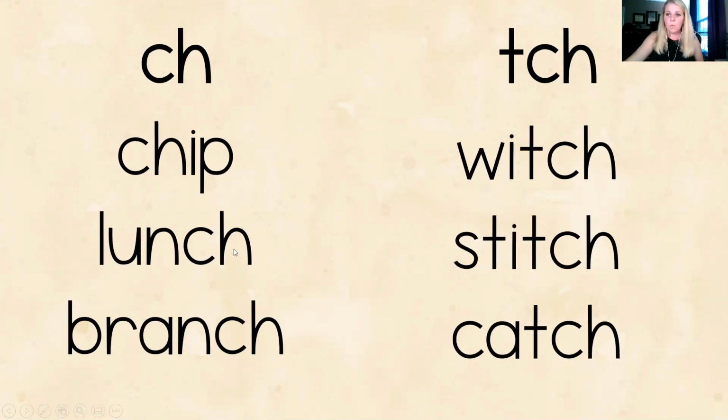And the word lunch, why can't it be a TCH? It has a short vowel sound, but the N is blocking it. So if it does not come right after a short vowel sound, it has to be the CH. And the same thing with the word branch. It is not right after a short vowel. So that's the second of our rules that follow the long spelling right after short vowel.